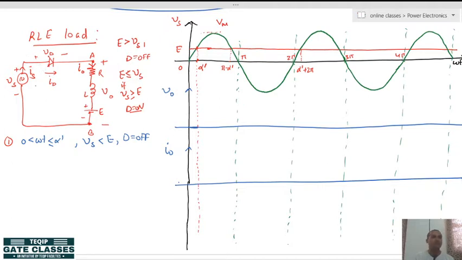Alright, we can draw the modified circuit, just like we have learned previously. And therefore the load current will also be 0. Now going to the second instant, from alpha dash to pi minus alpha dash. Here you are seeing that Vs is greater than or equal to E, hence the diode will become forward biased and the diode will be on.